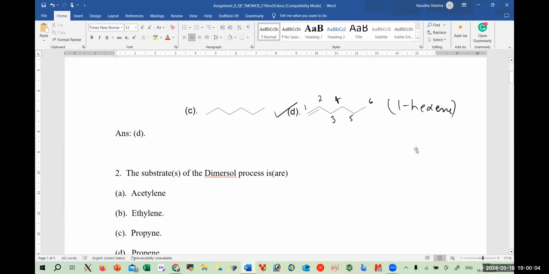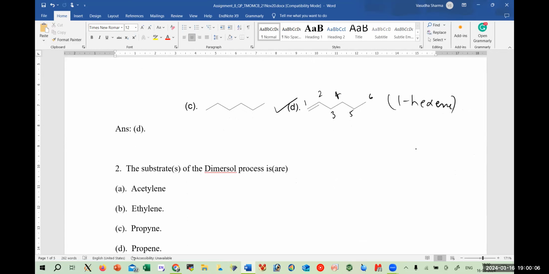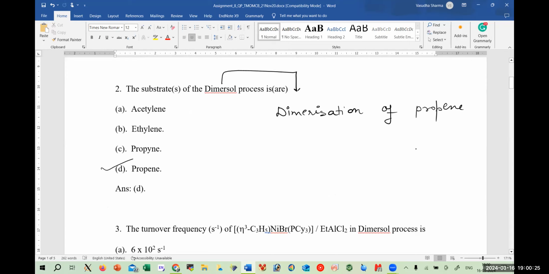Now we know the substrates of the dimersol process, dimer is there. So dimerization of propene we have seen, and that is called dimersol. So the answer is D.